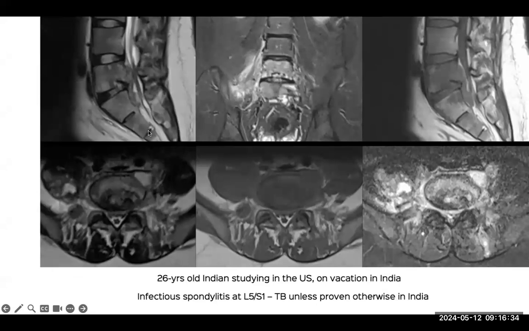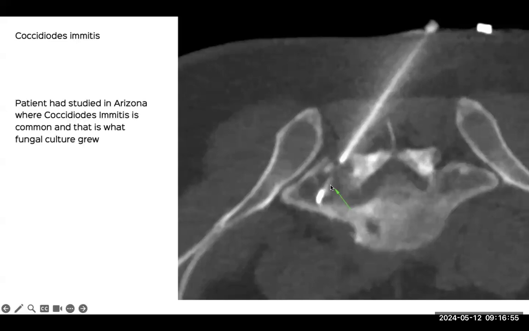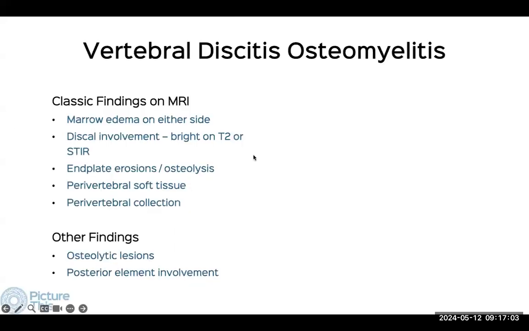But on the other hand, and this is a case that I had put up about 2 years ago at ctbiopsy.com, a 26-year-old Indian studying in the US on vacation in India has an L5S1 infectious spondylitis. This would be TB unless proven otherwise. I did a biopsy from the S1 area, and this turned out to be Coccidioides immitis, which this patient had picked up because they were studying in Arizona, where this is common, and this is what the fungal culture grew.